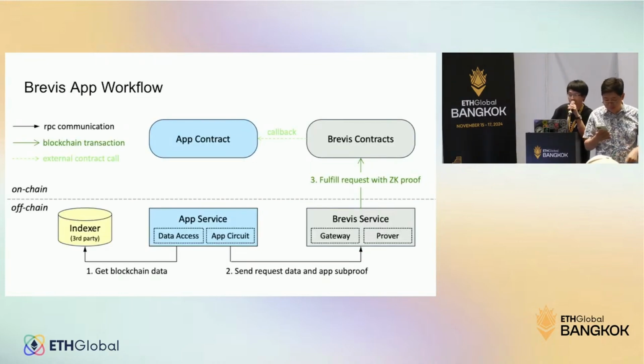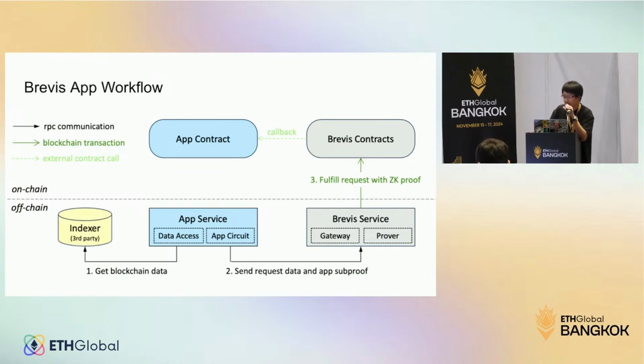All right. Thanks, everyone. We're going to summarize the trading volume of a specific user on Uniswap, and I'm going to focus less on the Uniswap v4 hook in this talk, but more on the Brevis side of things. First of all, let's look at what a Brevis app workflow looks like. As you can see, we have multiple components: the app service, the Brevis service, and the contracts associated with the app and Brevis.